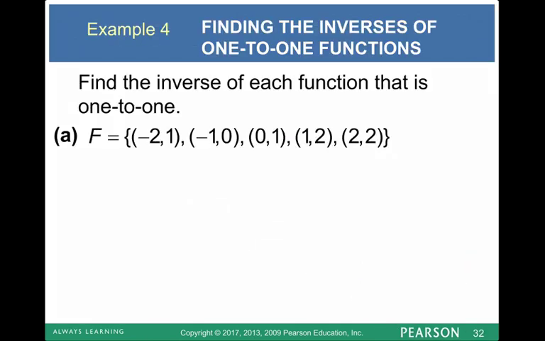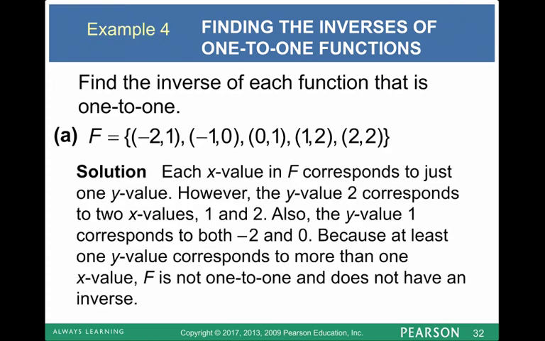So find the inverse of each function that is one-to-one. We don't have two different x's going to the same y, so that we have repeating y's. We do have a repeating y. So the negative 2, 1. So this does not pass the horizontal line test. So it does not have an inverse.